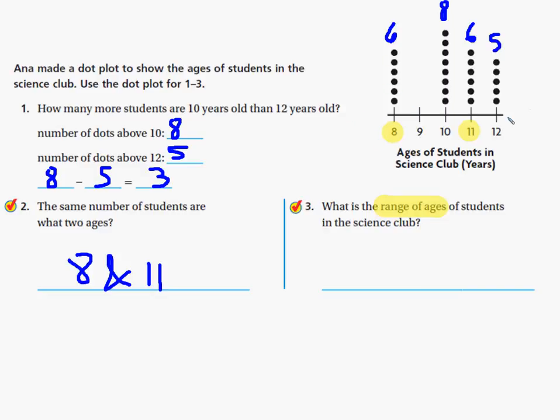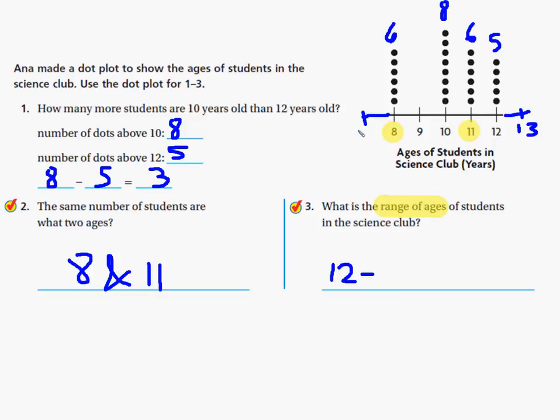So to find the range in a dot plot, I find the biggest number that has dots above it. In this case it is 12. If I had 13 here and I didn't have any dots above it, I would not pick 13 as my biggest number because there's no dots above it. And then I subtract the smallest age that has dots above it, which is 8.